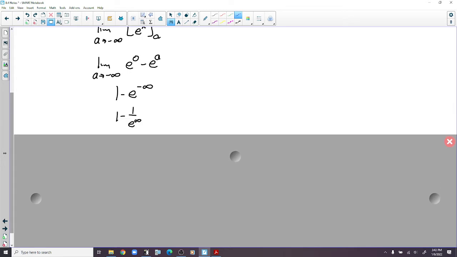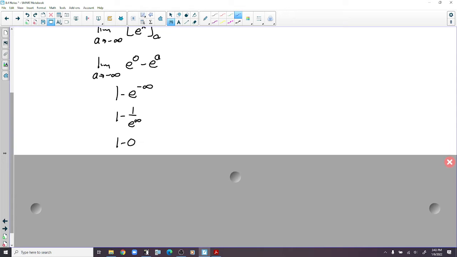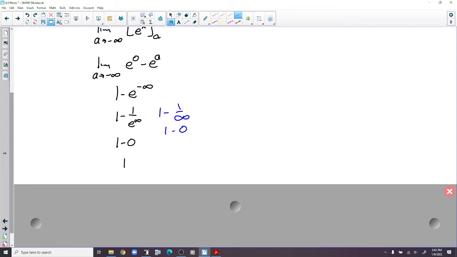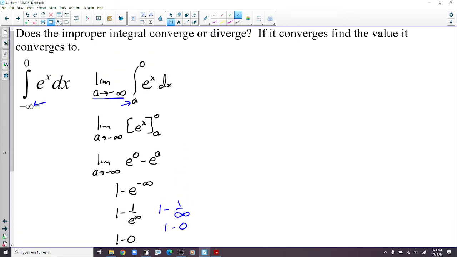Now, that's a negative power, so we can send that to the denominator. So it's 1 over e to the infinity, which is really, now we have 1 minus 1 over infinity, which is 1 minus 0. So that's why we get a value of 1 for this. So the area never gets to 1, but it continuously approaches 1, and it never really gets over that value.